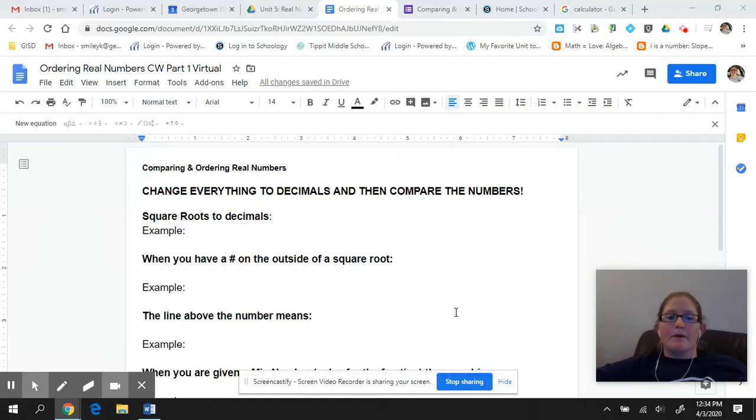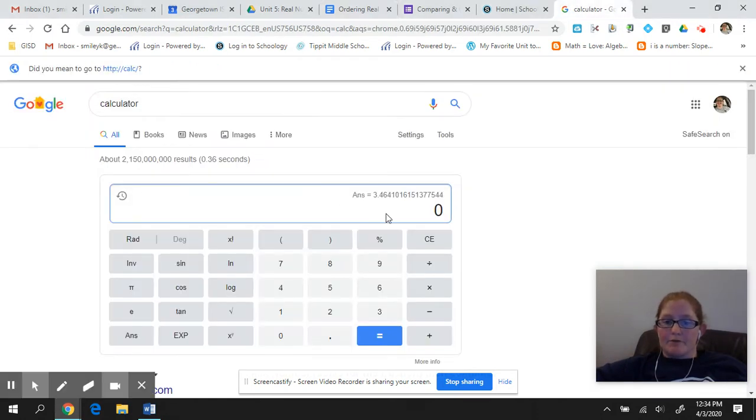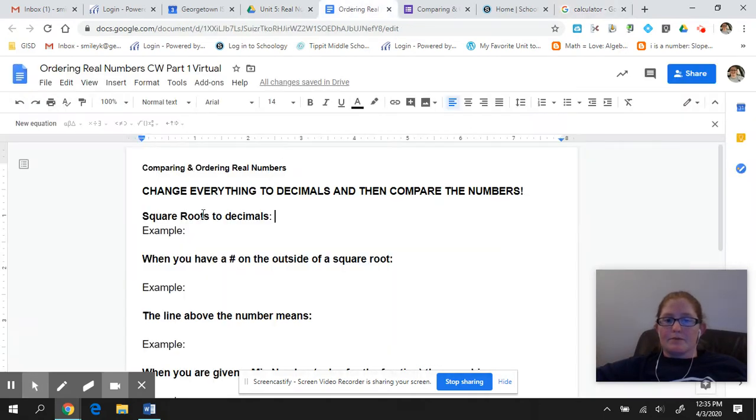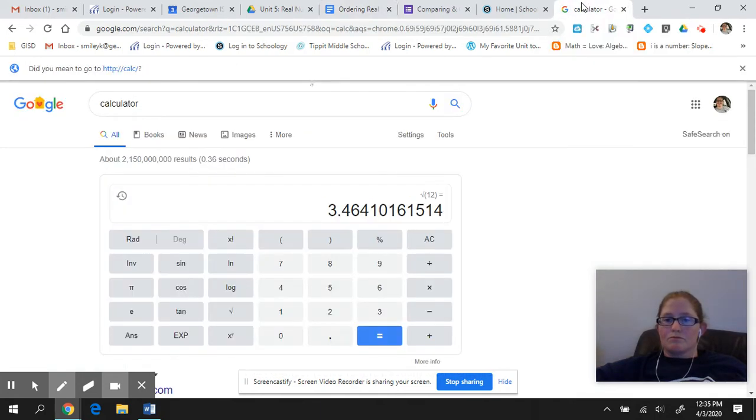Hi everyone, we're going to compare and order real numbers. The first thing, if you're given a square root, go to your calculator on your phone or on Google, and maybe it's square root of 12. So that would be what we would do on the square root. We did square root of 12, and we got 3.46.